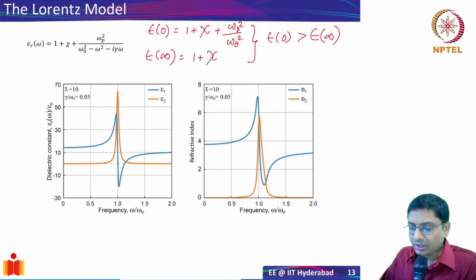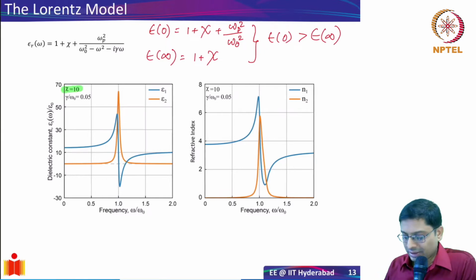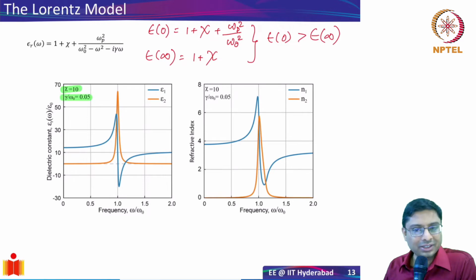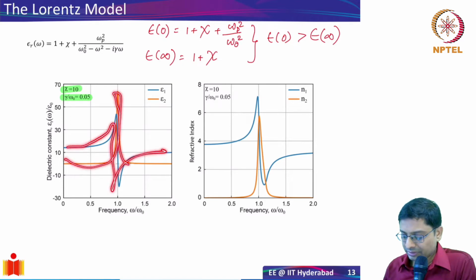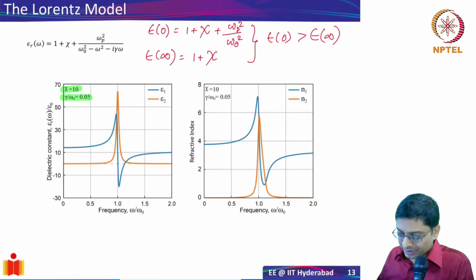So now, epsilon at 0 is greater than epsilon at infinity. And we plotted out this equation. In this case, we plotted the Lorentz oscillator for a value of chi equal to 10, and we assumed gamma by omega naught of 0.05. With these values, this is how it looks. So you have the real part, which is in blue here, and the imaginary part. And what we said is, of course, at 0 and infinity, there is no imaginary part, so only the real part.